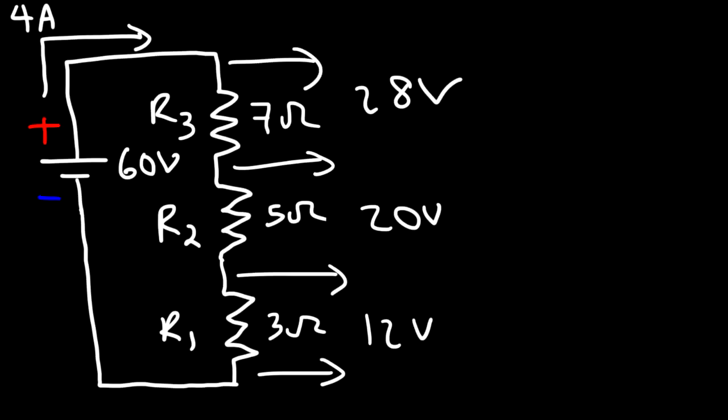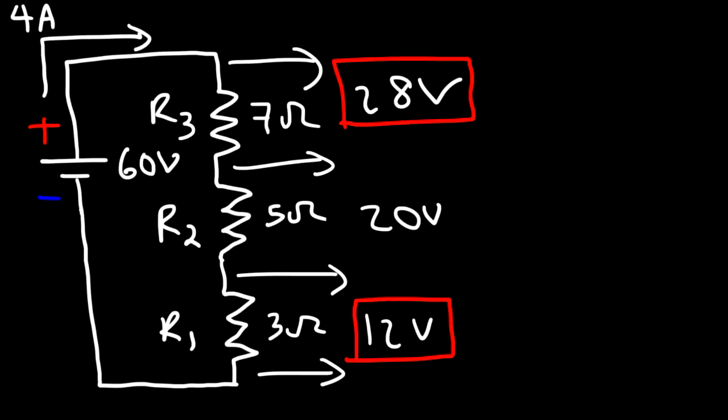Now, notice what happens if we add V1, V2, and V3. 12 plus 28 is 40. 40 plus 20 is 60. And that corresponds to the voltage of the battery. And this is related to Kirchhoff's voltage law, which states that the sum of all of the voltages around a closed loop adds up to 0.